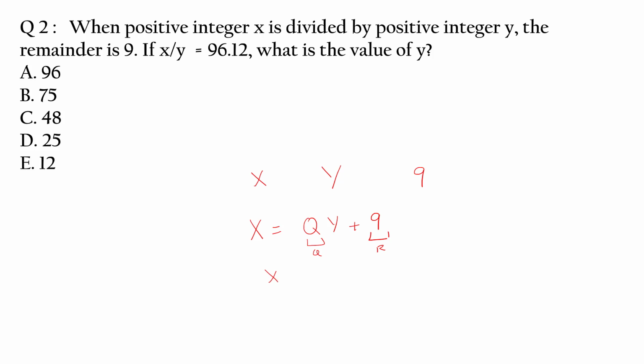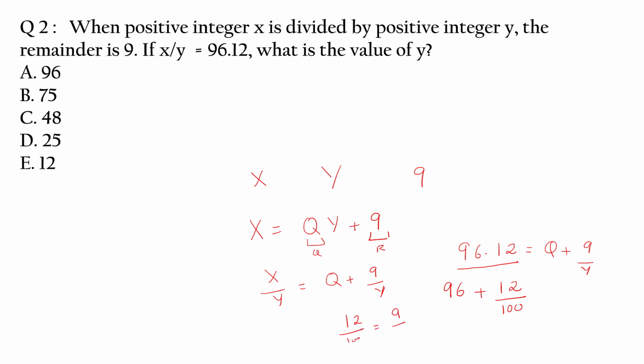Now if we were to divide by y, we get x by y equal to quotient plus 9 by y, right? Now the question says that x by y is given as 96.12, which is equal to quotient plus 9 by y. Now when we say 96.12, we actually mean 96 plus 12 by 100, right, which essentially means that 12 by 100 is equal to 9 by y.